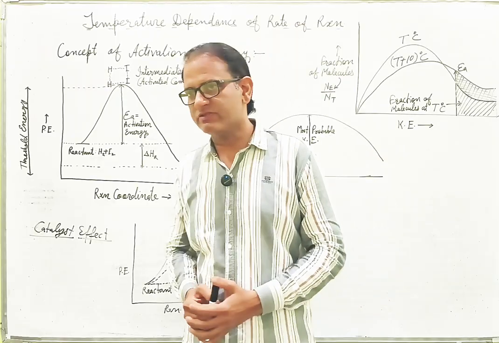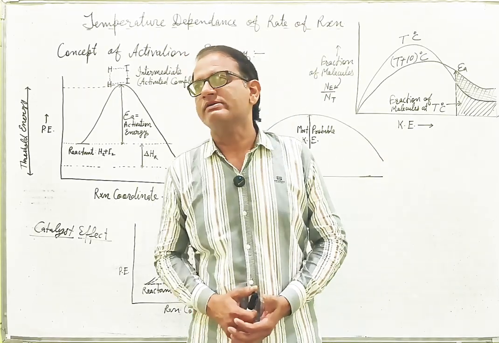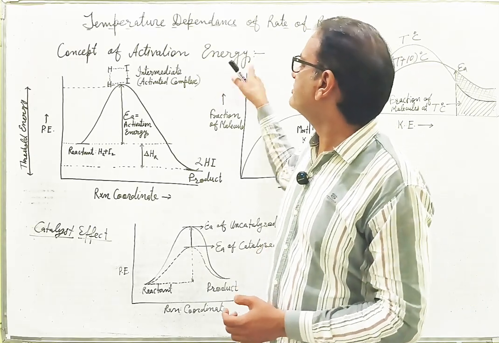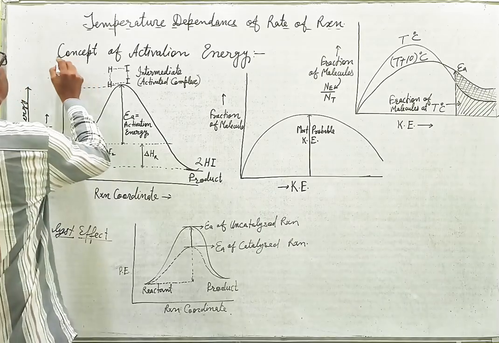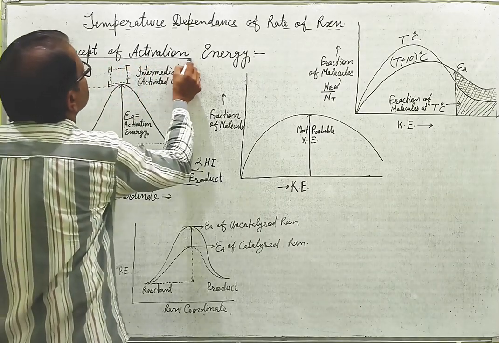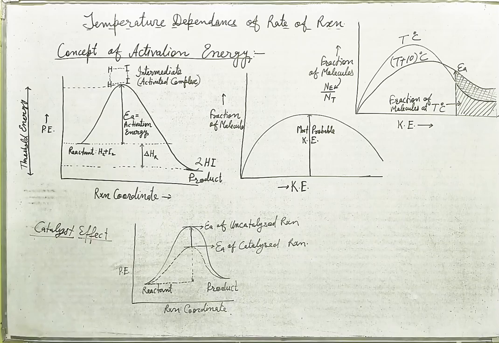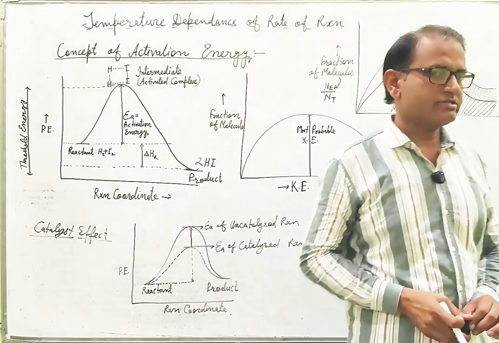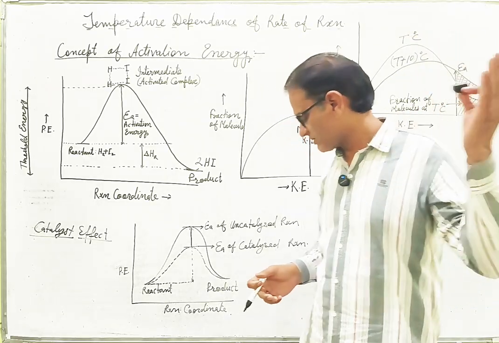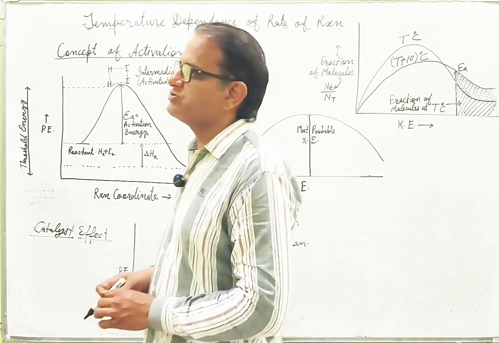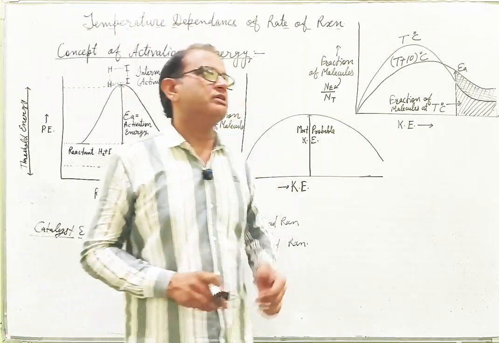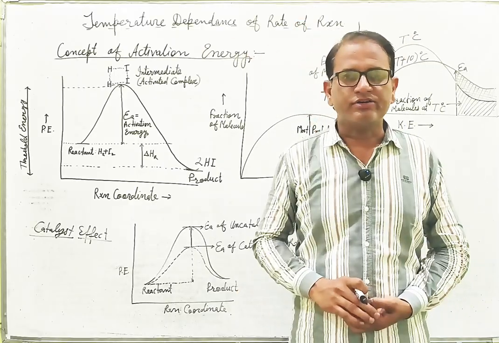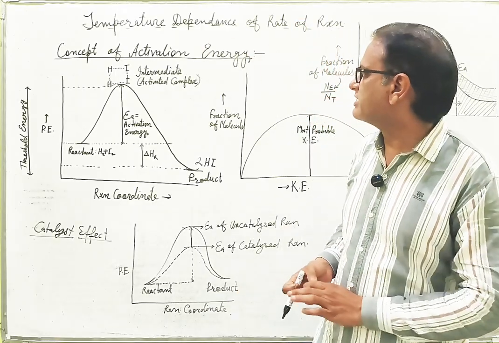Yesterday in the previous video we also discussed the same thing, but today we will discuss the temperature dependence on the basis of the concept of activation energy. In the previous video we discussed the temperature coefficient and the Arrhenius equation, and how we can use them to decide the effect of temperature on rate of reaction and consequently the rate constant.